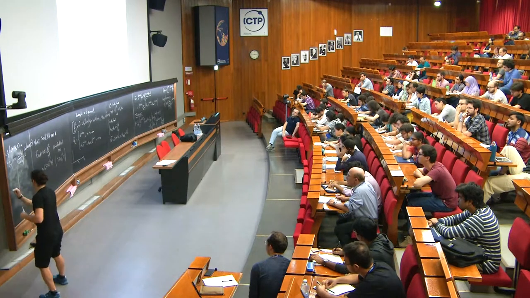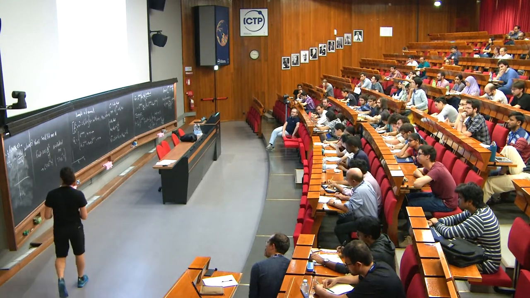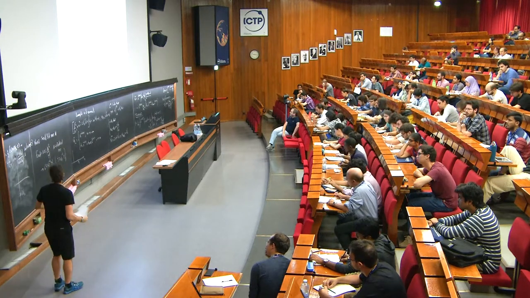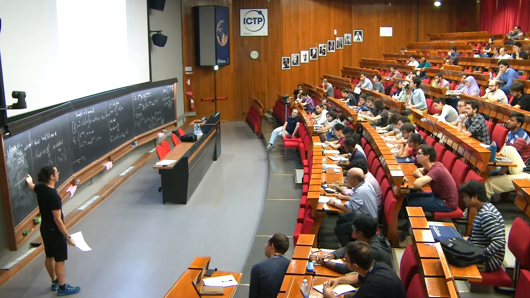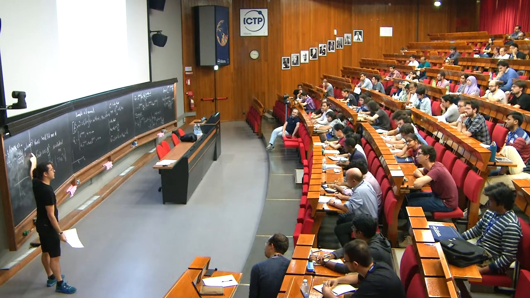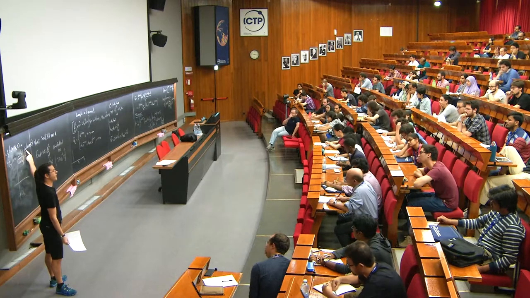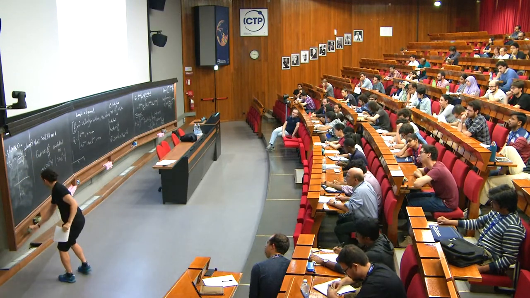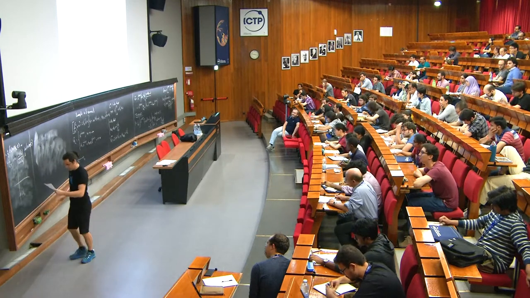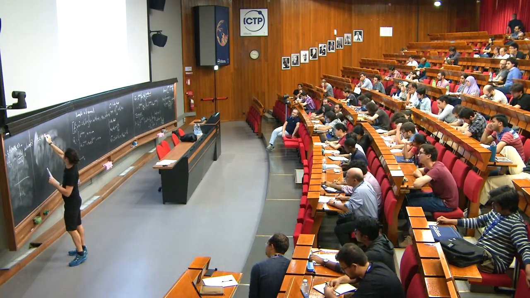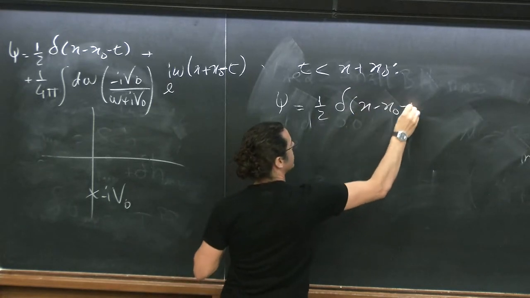Okay? So the pole is here, at minus i v naught. At small time, if t is smaller than x plus x naught, you can close the contour on the upper half plane. There are no poles there, and this term goes to zero when you close it with a large semicircle at large omega, so you get nothing. So for t smaller than x plus x naught, psi is only 1/2 delta(x minus x naught minus t).